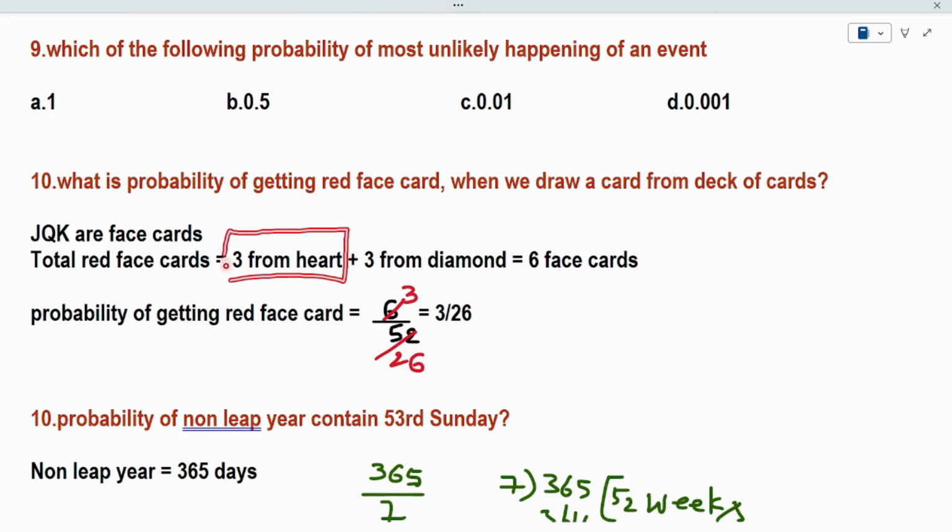I have 3 face cards from the hearts and 3 face cards from the diamonds. Total face cards in the red color, 3 plus 3, is 6 face cards. So my event of getting red face cards is equal to 6. By substituting in the probability formula, we get 6 by 52, which is nothing but 3 by 26.